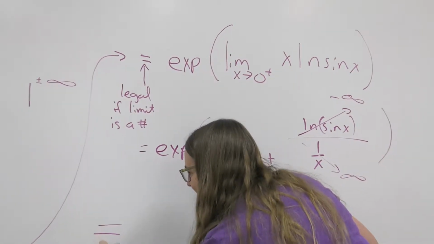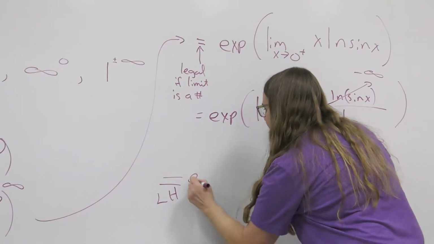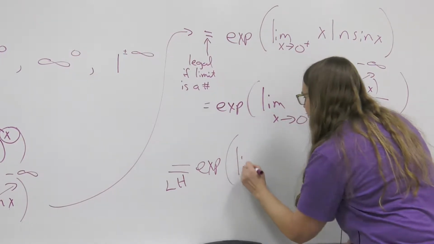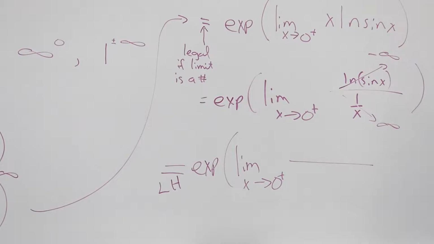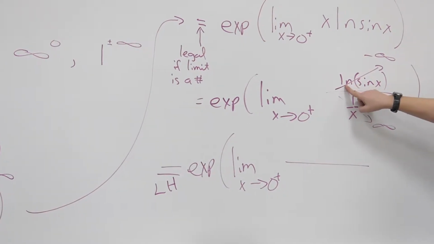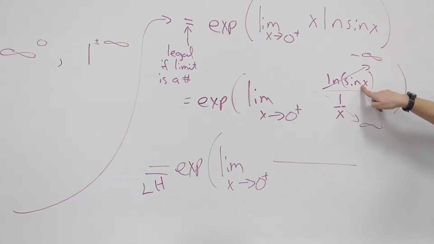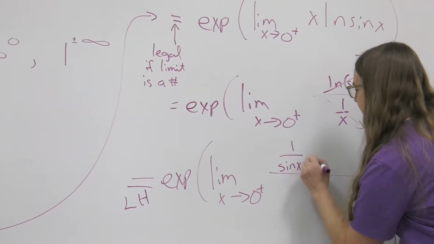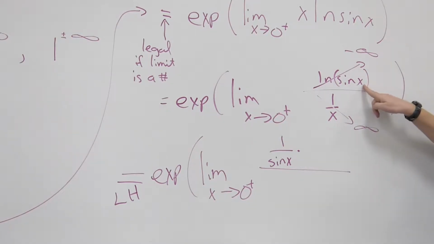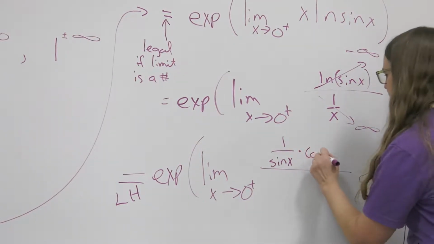All right. So using L'Hopital's rule, we're going to get exp of the limit as x goes to 0 from the positive side of the natural log of sine x. When I take the derivative, I'm going to get the reciprocal of sine x times the derivative of sine, which is cosine.